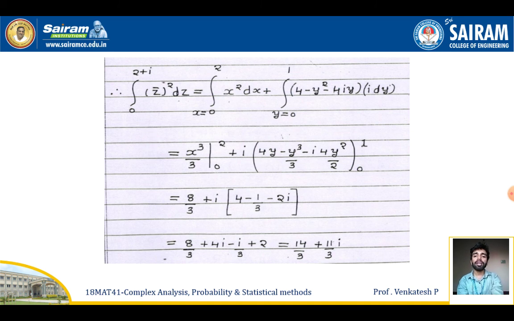So now, on replacing all these points in the curve C, the equation will be like this. Integration 0 to 2 plus i of conjugate of z whole square dz is equal to the first integral along OP, x varies from 0 to 2 with x square dx. If I replace y is equal to 0, dy 0, I got this equation. Again, if I replace x is equal to 2, dx 0, I got this equation: 4 minus y square minus 4iy, i dy. So on integrating the first function with respect to x, I'll get x cube by 3 with the limit 0 to 2. On integrating the second equation with respect to y, I can take i common factor: 4y minus y cube by 3 minus i times 4y square by 2 with the limit 0 to 1. On applying the limit, we'll get 8 by 3 plus i times 4 minus 1 by 3 minus 2i. On expanding the equation, we'll get the solution like 14 by 3 plus 11 by 3 i. So this is the required solution for the given path.